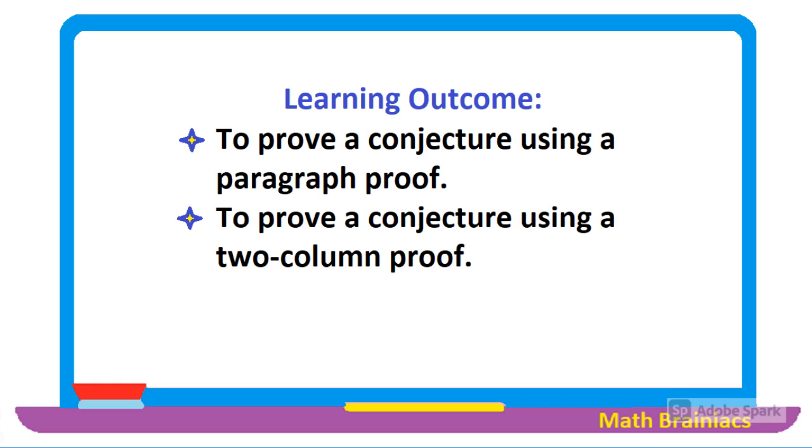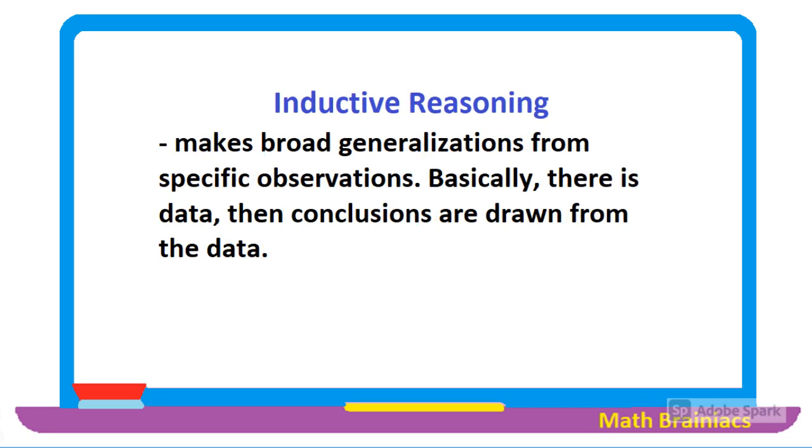We are going to learn today how to prove a conjecture using a paragraph proof. And we are going to learn also how to prove a conjecture using a two-column proof. Let us discuss first what are the two types of reasoning. The first one is inductive reasoning. It makes broad generalization from specific observations. Basically, there is a data, then conclusions are drawn from the data.